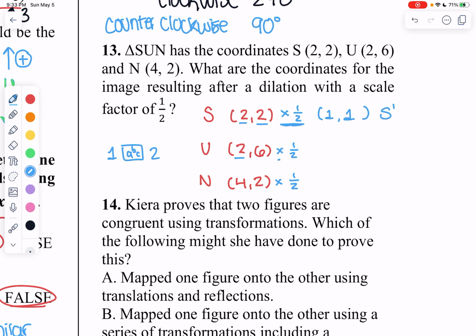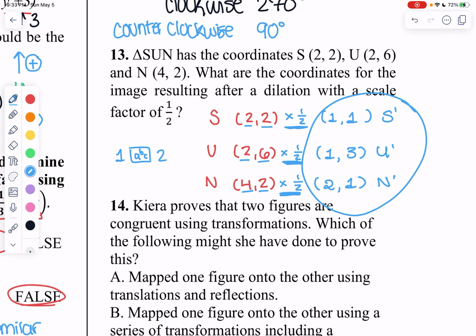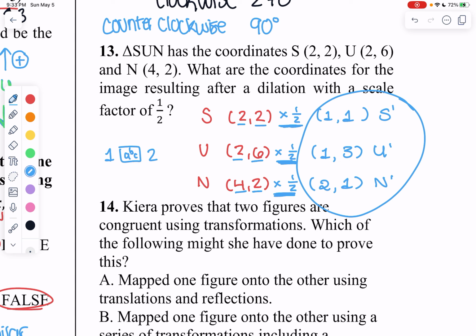U, 2 times 1/2 is 1. 6 times 1/2 is 3. U prime is 1, 3. And N, 4 times 1/2 is 2. And 2 times 1/2 is 1. N prime is 2, 1. Here are my dilated points, okay, after my dilation of a scale factor of 1/2.